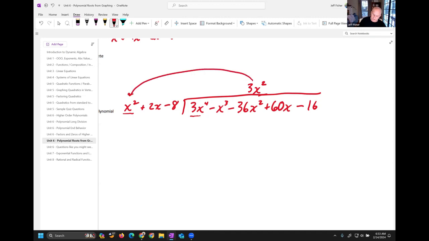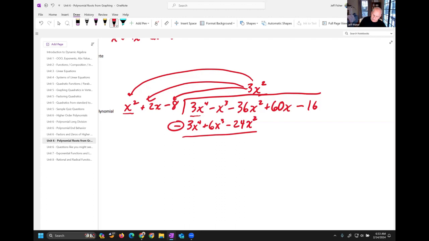3x squared times x squared is 3x to the 4th. 3x squared times 2x is a positive 6x cubed. 3x squared times -8 is -24x squared. We are now going to subtract, which means we need to change signs on these other guys. This goes to 0. We have -7x cubed and a -12x squared. We bring down our 60x.